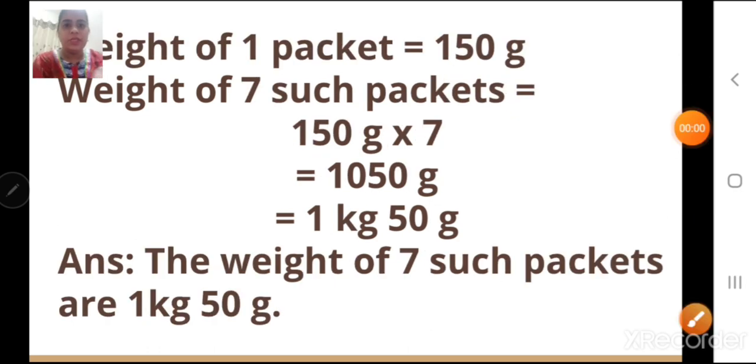So children, you can write then the final answer. The weight of 7 such packets is 1 kg 50 grams.